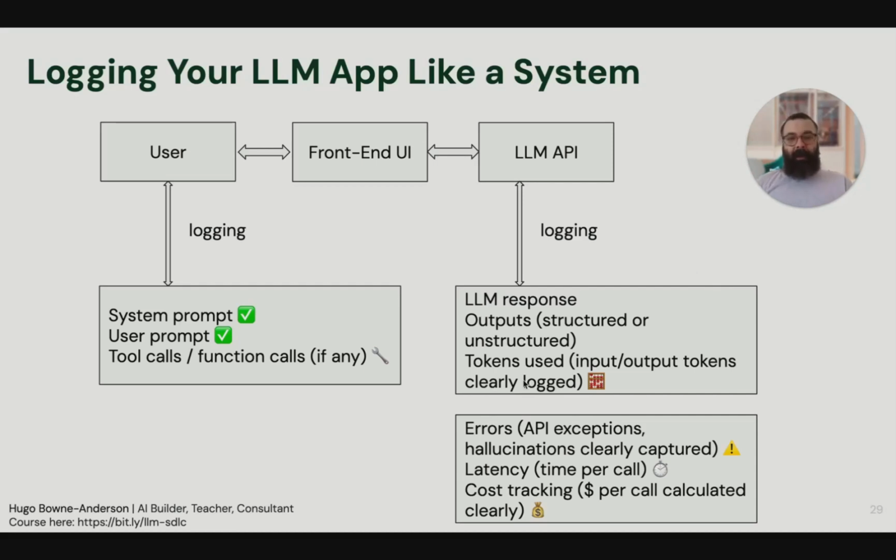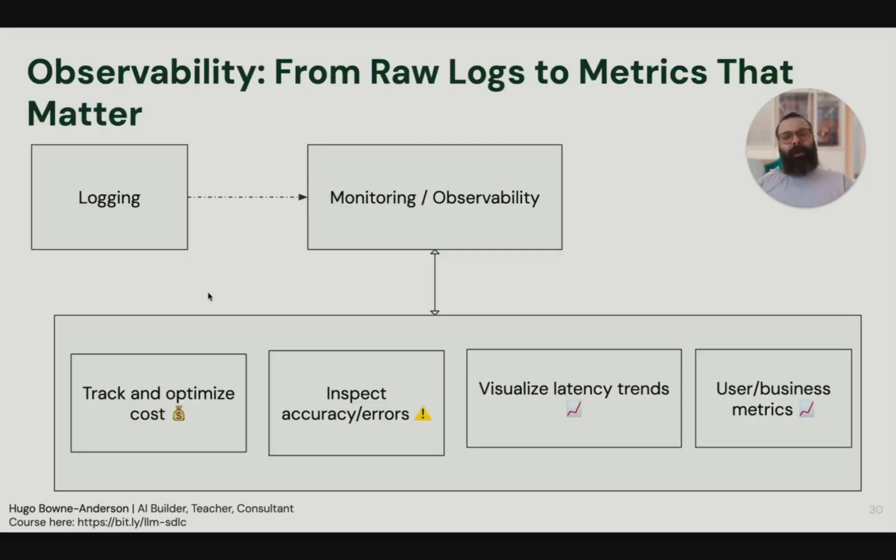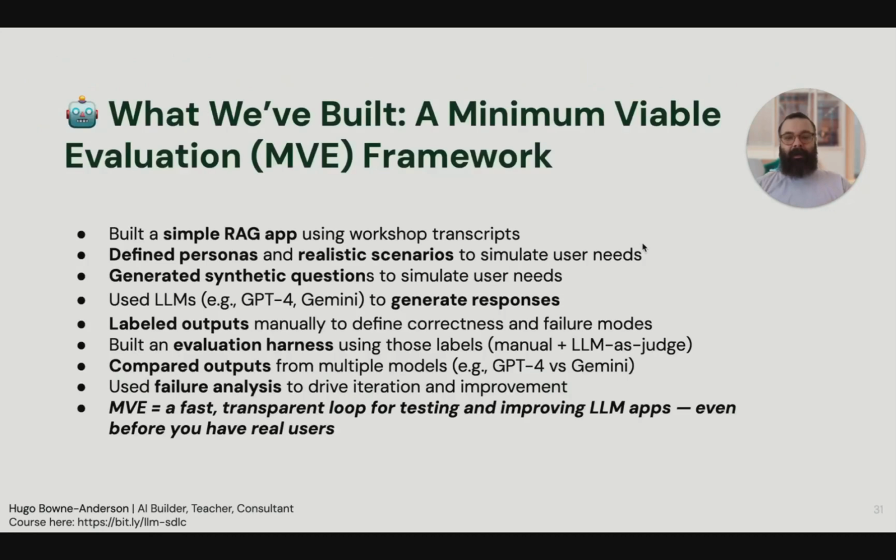Do yourself a favor. But you want to be able to log your LLM app like a software system, right? And once you've logged everything, then you can start thinking about monitoring and observability, which of course is what Opik and the Comet ecosystem excels at, where you track and optimize cost. You can inspect accuracy and errors. You can visualize latency trends and explore user and business metrics and how you're meeting them.